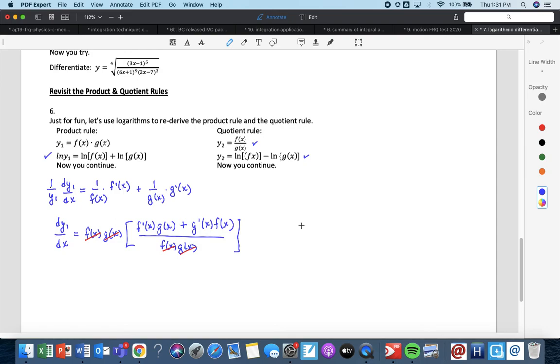So I hope that was insightful. The big takeaway, though, is that if you see a variable and an exponent, apply logarithms, and that allows you then to take derivatives more traditionally.